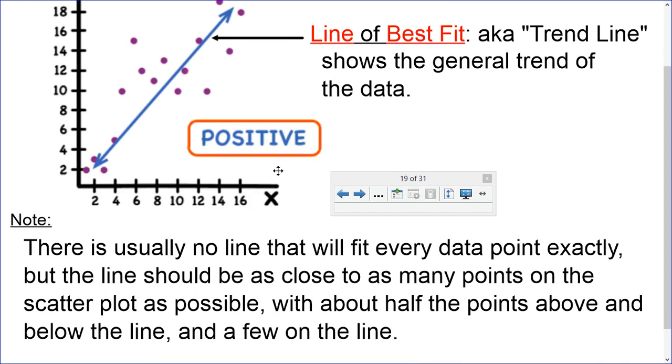Please note, there is usually no line that can fit every data point exactly, but the line should be as close to as many points as possible on the scatter plot. You're going to have about half of the points above the line, and a few on the line, and about half the points below the line. So it's right in the middle. So that's our line of best fit, or trend line. And if you remember what we talked about in slope, the line is pointing upwards. So if your dots are going upwards like that, that would be a positive line of best fit, or positive association, or positive slope.